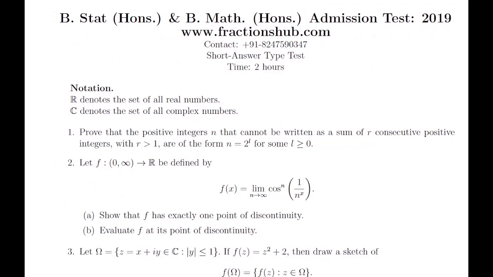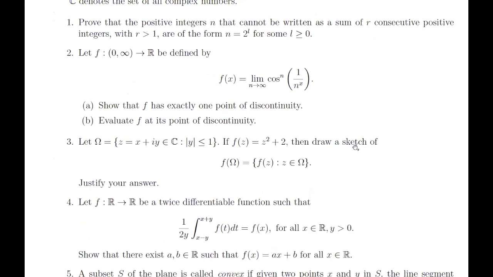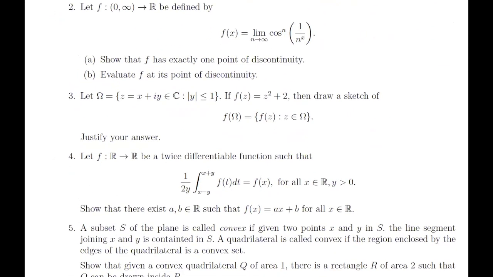Hello everyone. In this video, we'll discuss a complex number problem which came in B.Math B.Stat 2019. It's the third problem here. As you can see, you have been given a domain omega, which is the set of all complex numbers whose modulus of the imaginary part is less than or equal to 1. And you have been given a function, z square plus 2. So you need to apply this function on this domain, find out where this domain will go under the mapping z square plus 2, and draw the region as well as justify your answer. So let's do it.